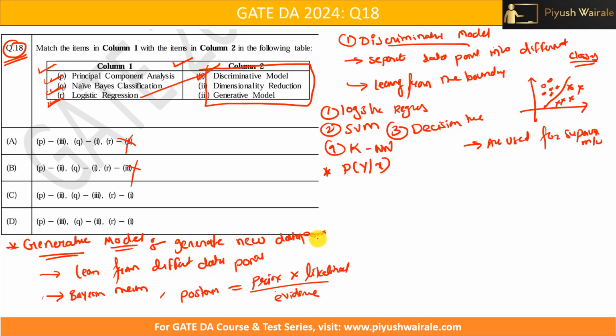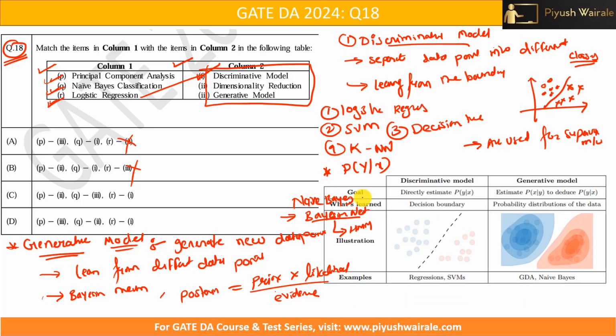For example, Naive Bayes classification is an example of a generative model. I can also say the Bayesian network, which we discussed in AI, is an example of a generative model. The hidden Markov model or Markov model is also an example of a generative model. Basically, it is used to generate new data points. That is what a generative model is. I hope you understand the simple difference between a generative model and a discriminative model.